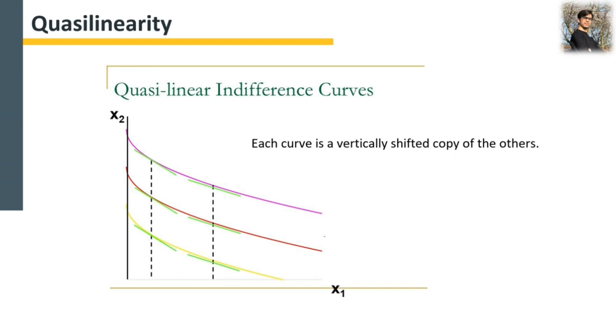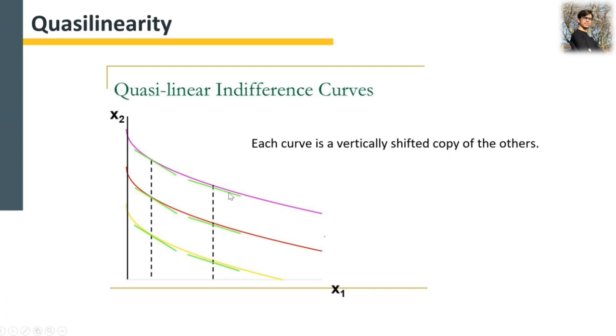This one is non-linear with respect to x1, but linear with respect to x2. Quasi-linear means linear in one good but non-linear in the other. When you look at this indifference curve, it is non-linear in x1, but linear in x2. And each curve, as you see, is a vertically shifted copy of the other one.